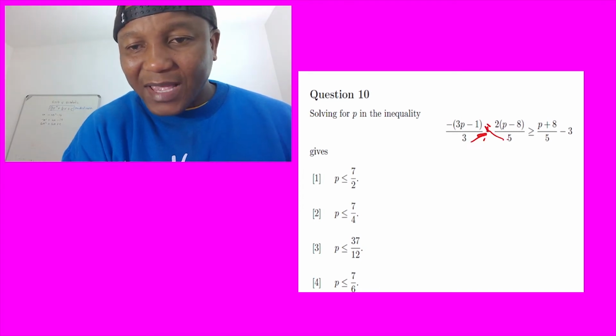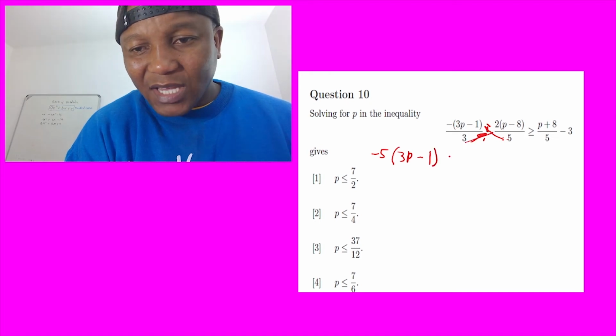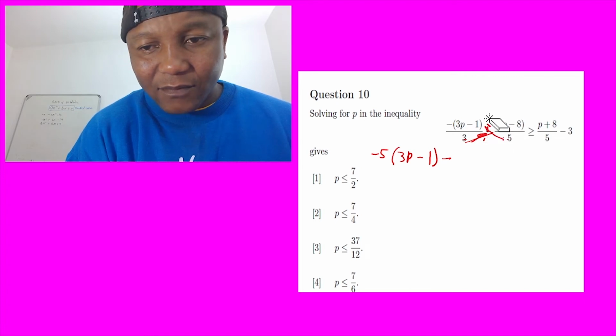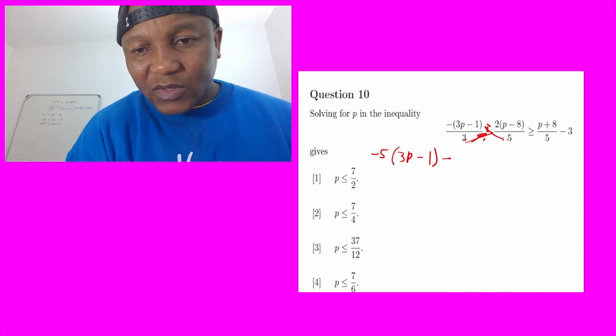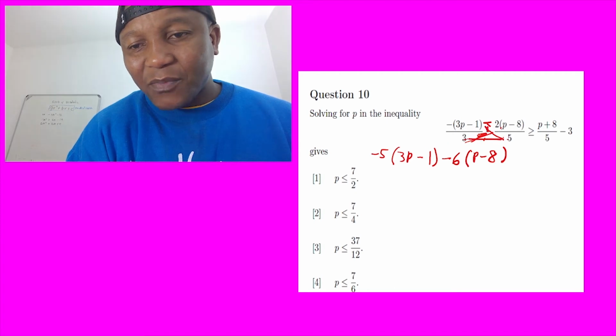So take 5 and multiply here. It's going to be 5 times negative, so negative 5, bracket, you have a 3p, and then you have a minus 1. Now take this 3 there. There's a negative, remember? So since there's a negative, 3 times 2 equal to 6 in the bracket here, because remember there's a negative. Bracket p minus 80, and then multiply these two. 3 times 5 equal to 15.